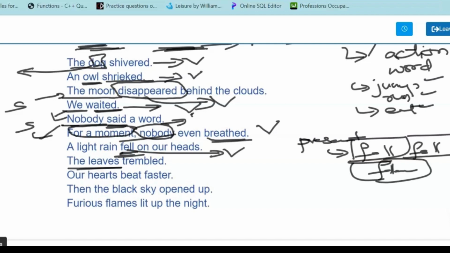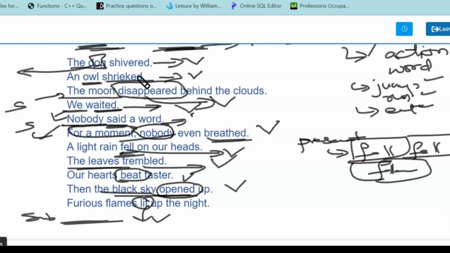The leaves, subject, trembled. See, everything is in past here. So this is verb. Our hearts beat faster. So beat is the verb. Then the black skies opened up. Opened is the verb. The black skies are the subject or noun. Furious flames lit up the night. So this is verb. The other is subject.